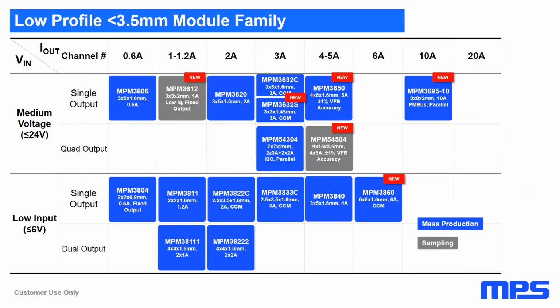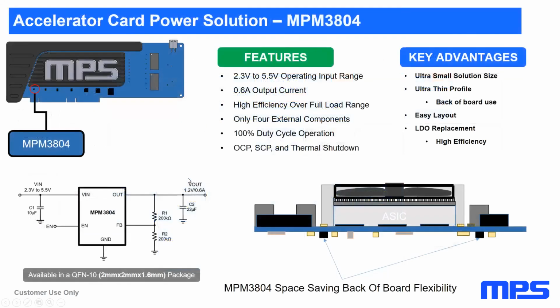So that means that we offer all these different current ranges up to our 10 amp module, and this is for 12-volt input as well. And then we also offer low input voltage devices, all the way up to 6 amps. As shown in that roadmap, we have several different low current devices that are able to fit on the backside of the board because of their ultra thin height.